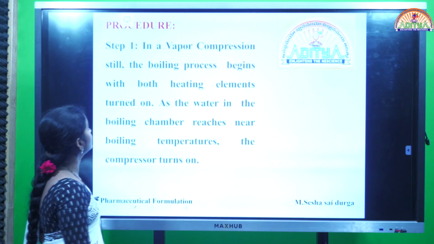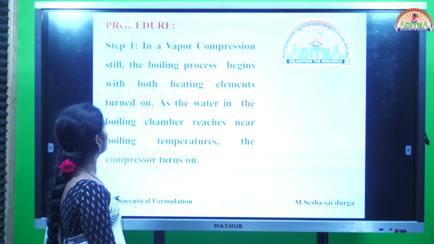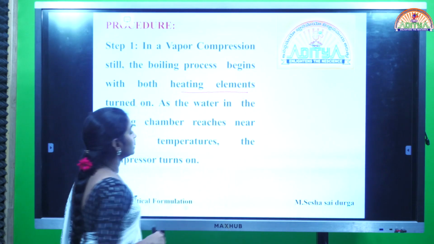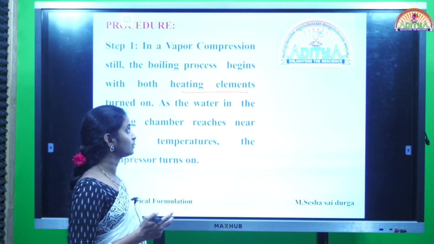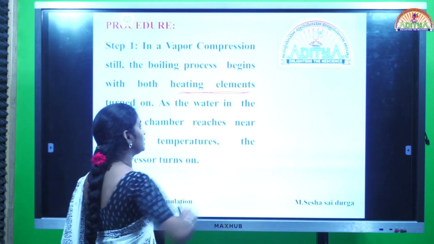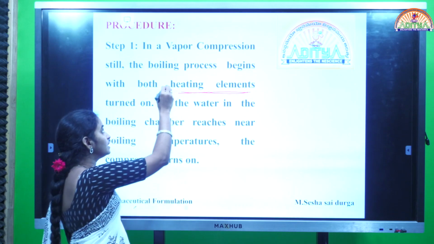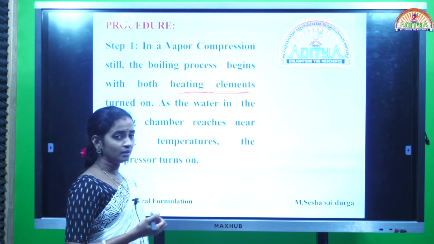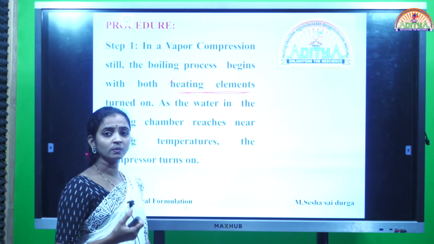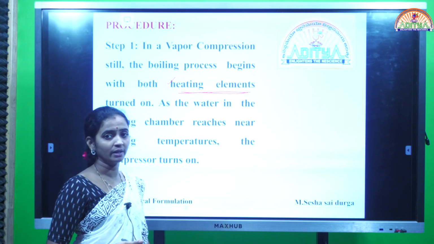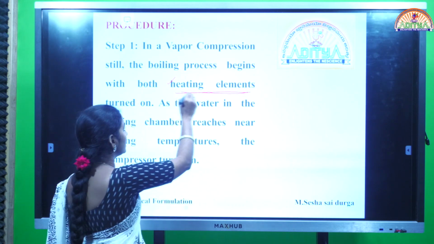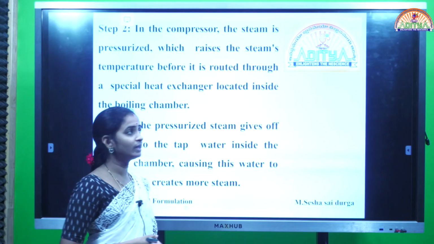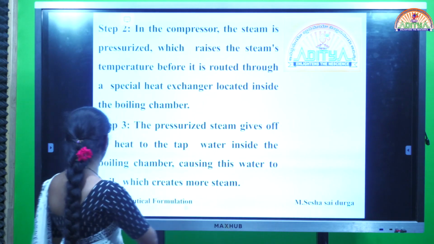And coming to the procedure, see the first step here, in a vapor compression still, the boiling process begins with heating elements. So in the equipment we can see that two types of heating elements will be present. So when you add the water, these heating elements help by giving the heat source to the potable water. For the boiling purpose we need to give some external source of heat. That heat is obtained from these heating elements. So inside the equipment heating elements will be there. With the help of those heating elements the water will start boiling.